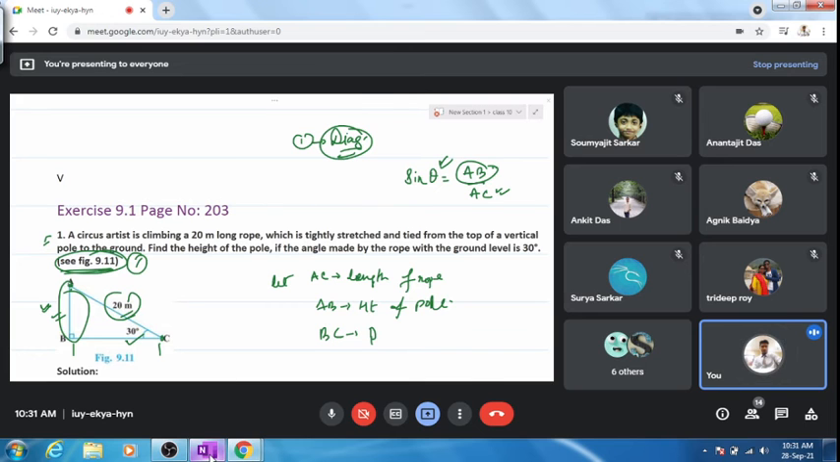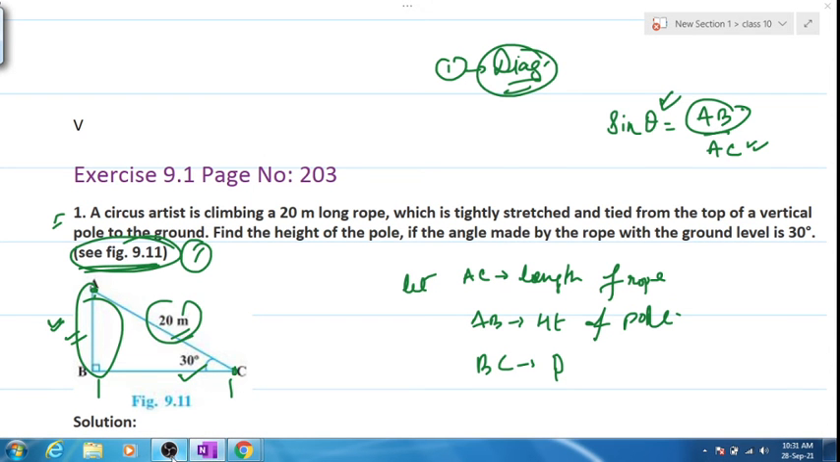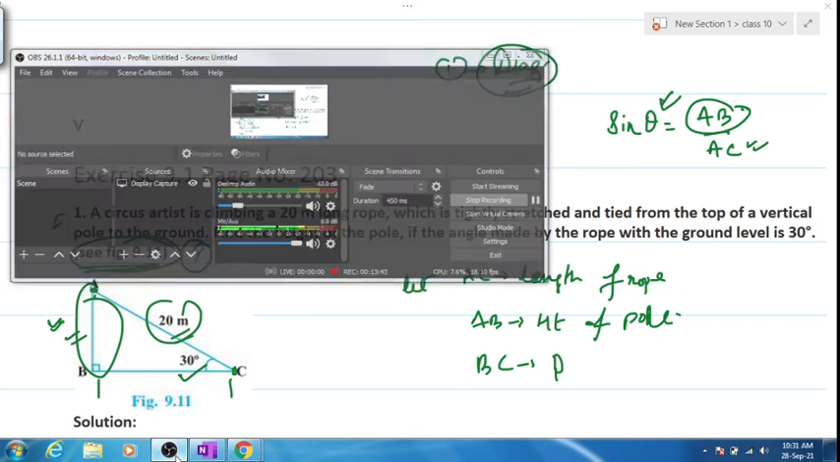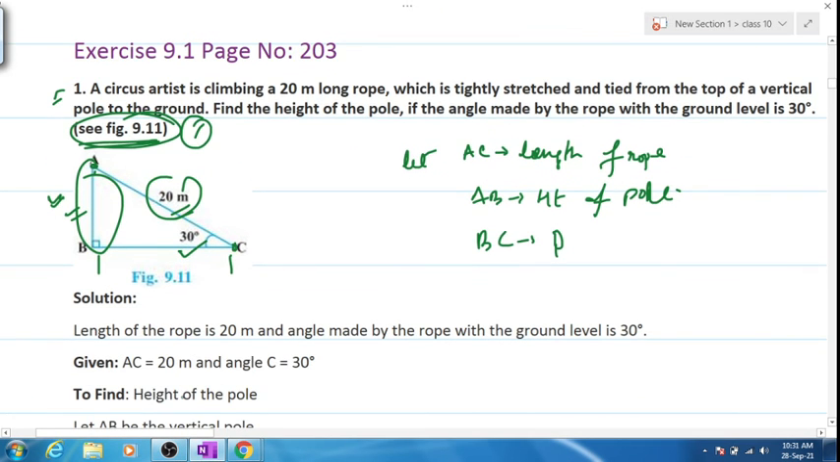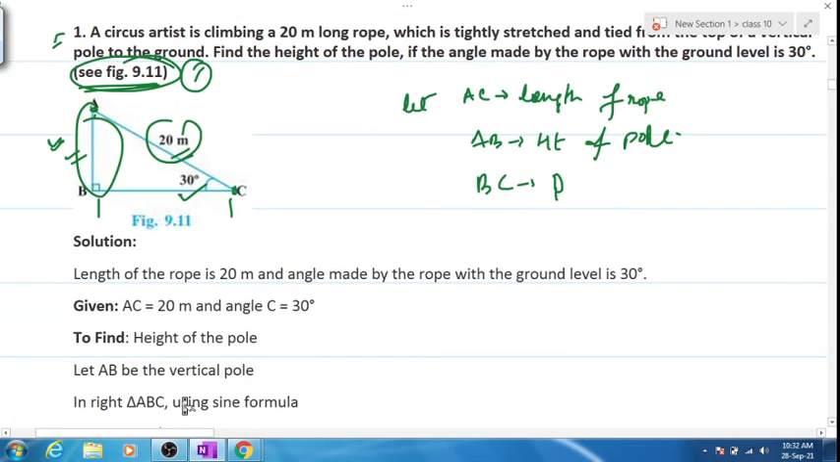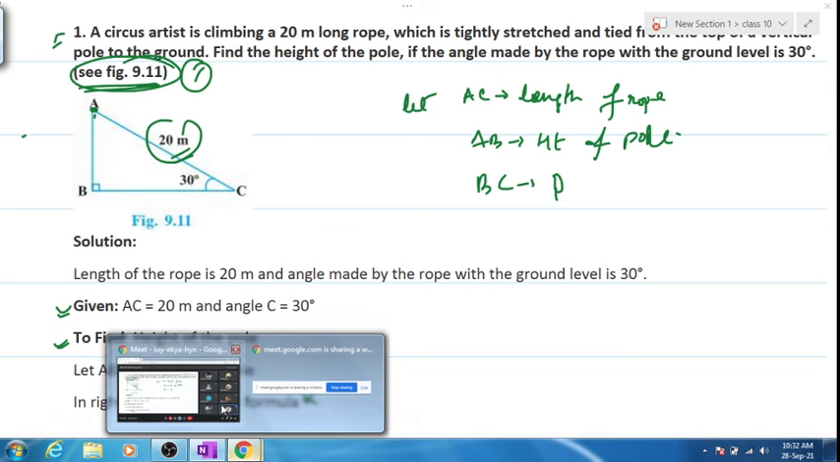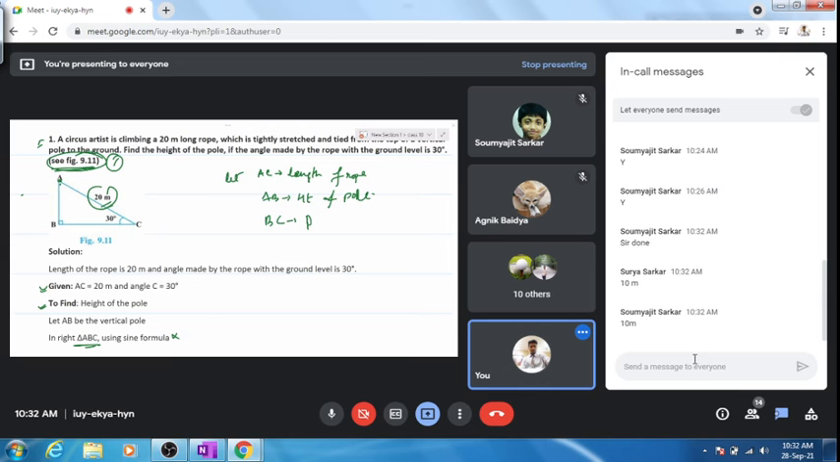Now hurry up and calculate and tell me what you get as the answer. First of all, make sure you write these things. Draw this figure and write the given portion and what is to be found also. Clear? And then go on to use the sine formula. You don't have to write this. Just write in triangle ABC, sine theta is equal to AB by AC, and then just go on to solve for it and tell me what is the exact answer that you're getting. Hurry up in the chat box.